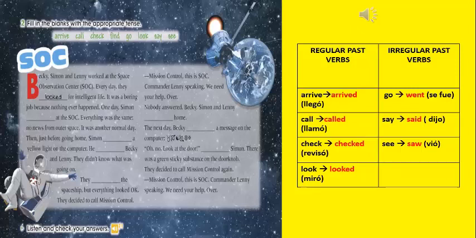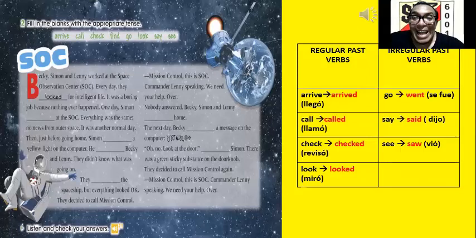They decided to call Mission Control. Mission Control, this is SOC. Commander Lenny speaking. We need your help. Over. Nobody answered. Becky, Simon, and Lenny went home. The next day, Becky found a message on the computer. Oh no! Look at the door! Said Simon. There was a green sticky substance on the doorknob. They decided to call Mission Control again. Mission Control, this is SOC. Commander Lenny speaking. We need your help. Over.